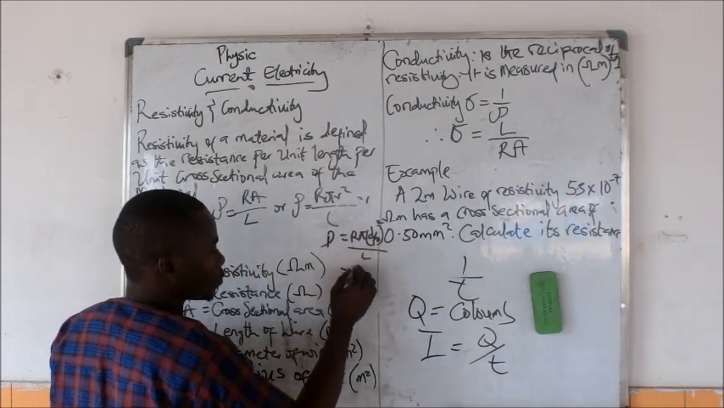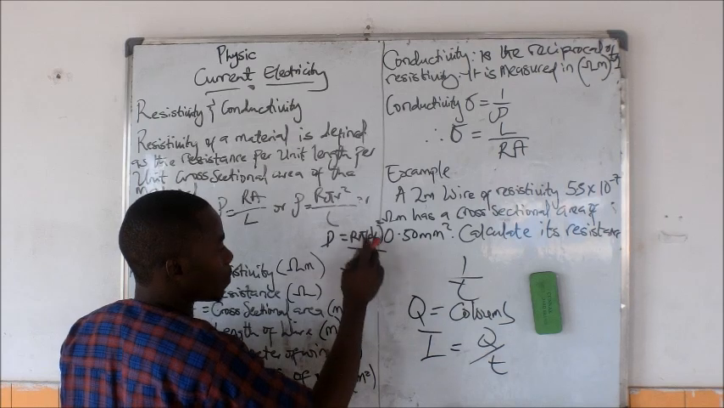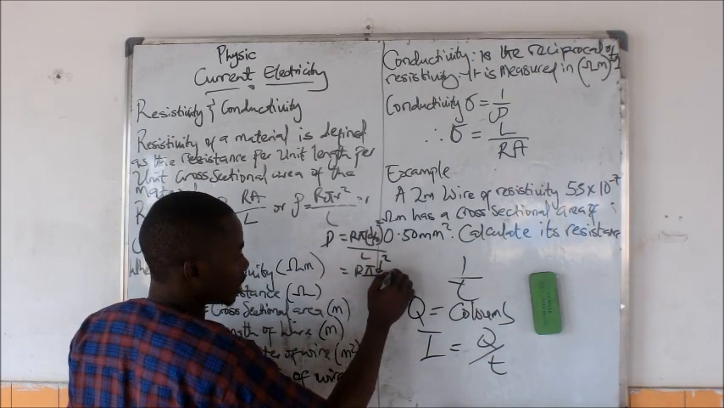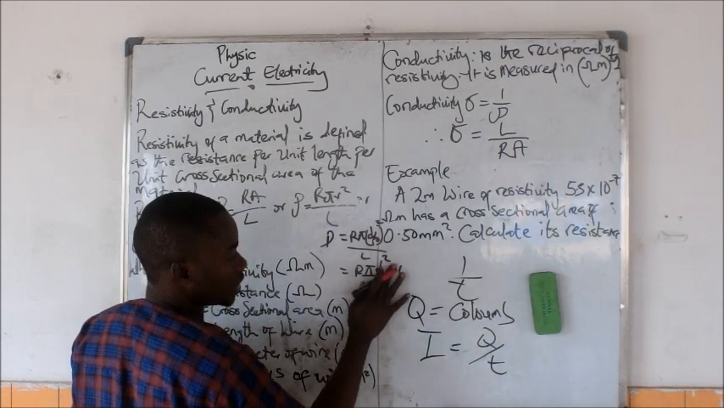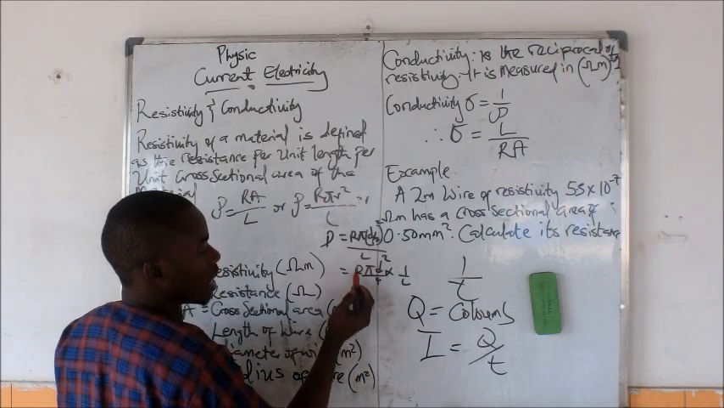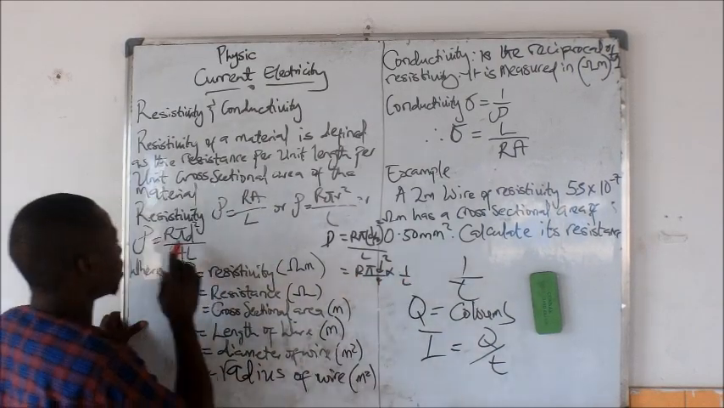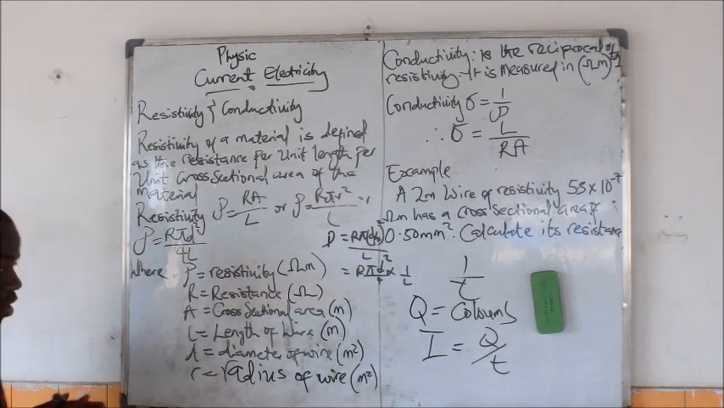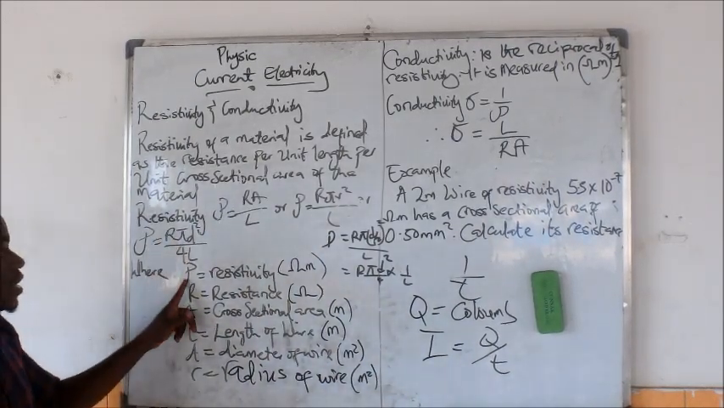By the time you open the bracket, you have R pi D squared over 4, divided by L. At the end of the day, if you take this division twice, you have 1 over L. So it will now be R pi D squared times 1, over 4 times L, to give you R pi D squared over 4L.